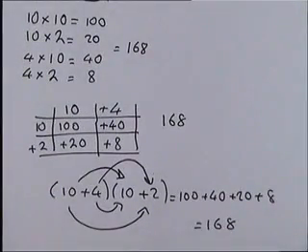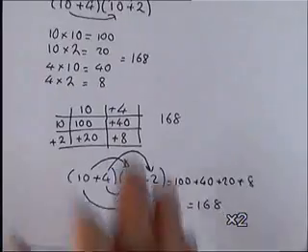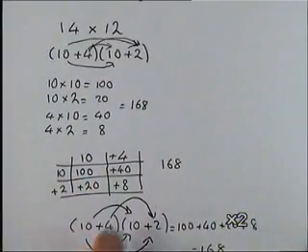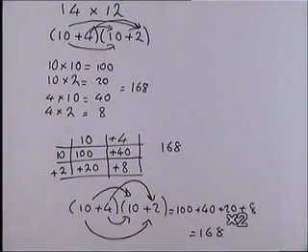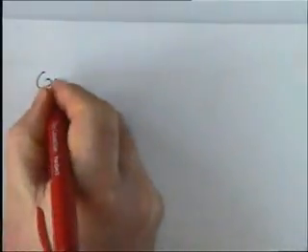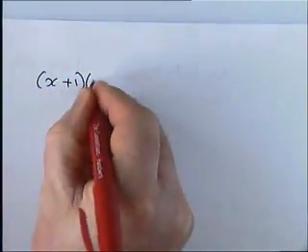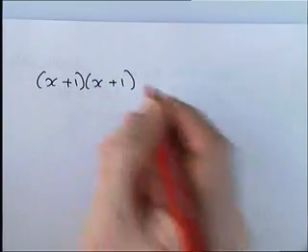We're multiplying everything in one bracket by everything in the next. Okay? And basically that's what we're going to do in a minute with unknowns as well, with two terms. Two brackets with more than one term in. Let's start with a nice basic one. X plus 1 multiplied by x plus 1.